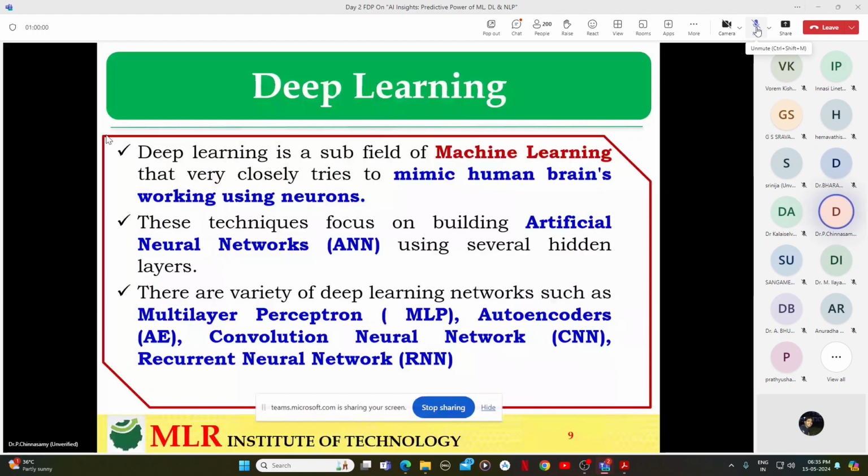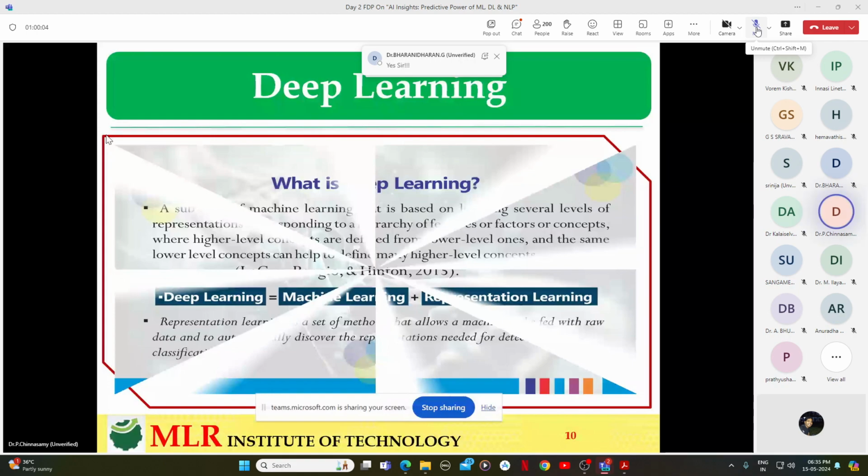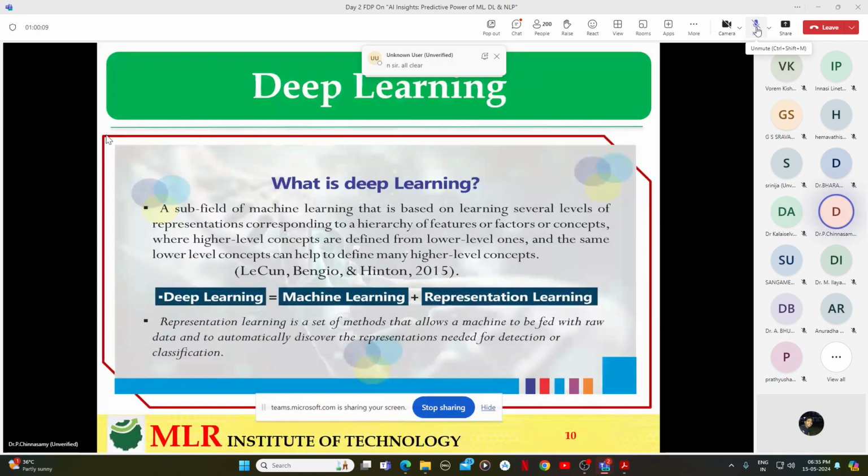Yes. So as I told, deep learning is the combination of machine learning and representation learning. Representation learning is a set of methods that allows a machine to be fed raw material, so it is also a kind of input. From that input, we process with many hidden layers. In those hidden layers, we can apply ML models. At last, we can produce, predict, or classify, whatever our output will be, right? So deep learning is the combination of machine learning along with representation learning. Clear?